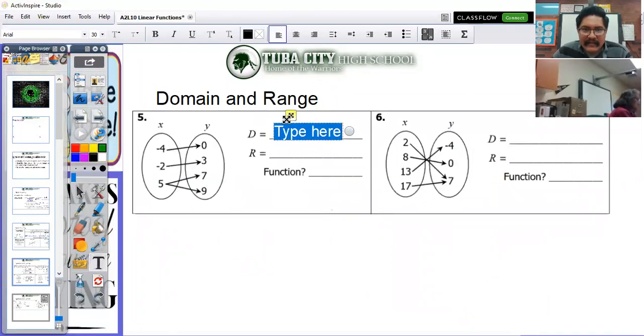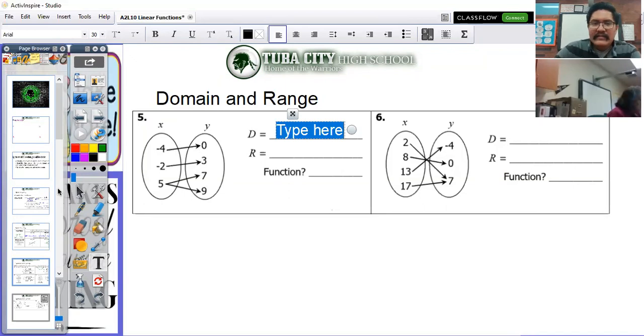It's kind of like a table in that it's showing you a way that the domain and range fit together, the x and the y go together. So in this case here, I have the ordered pairs -4, 0, -2 and 3, 5 and 7, and 5 and 9. So the ordered pairs go with the arrows that they're in. So the arrows do make a difference. But in this case here, we can see that there are fewer elements of the x than there are of the y's.